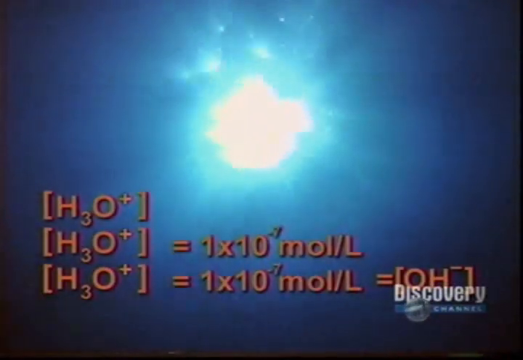In chemistry shorthand, writing a molecular formula in brackets means that you are dealing with the concentration of that substance. At any given time, water has a concentration of about 1 times 10 to the minus 7 moles per liter of free hydronium ions and the same amount of free hydroxide ions. This tendency of water to dissociate is crucial to understanding the chemistry of acids and bases.